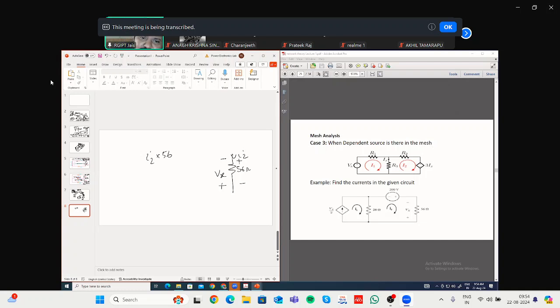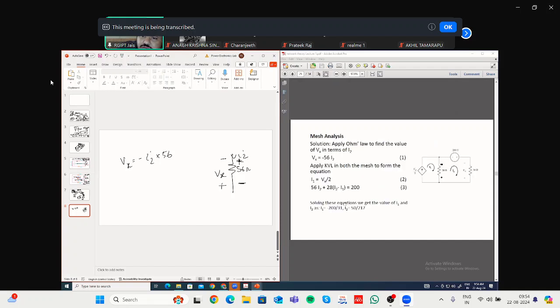Okay. So according to your convention, this is the direction. But in the problem, it is given that Vx is defined like this. So Vx is in the opposite direction to what you have considered. So Vx you have to write as minus of this. Vx will be minus of this. Now, what is the value of this? Okay, so Vx is minus 56 I.